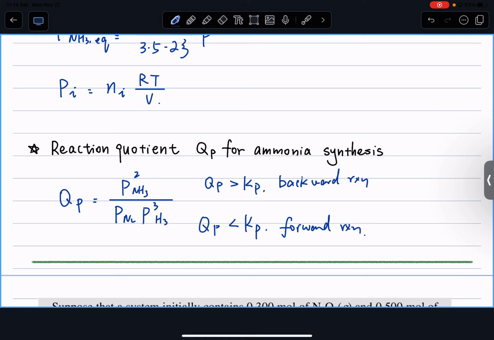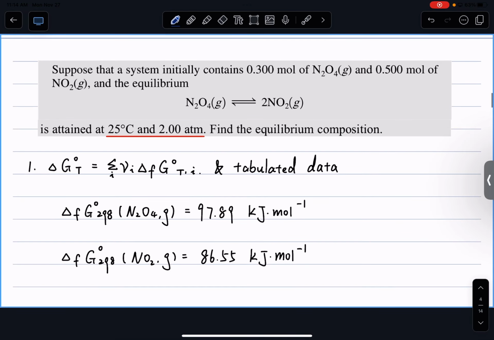We'll see more examples of the reaction quotient later on. But before we do that, let's look at an example together. This is the example we just mentioned: using the tabulated data to find the equilibrium composition of a specific reaction. So we'll read the problem together.